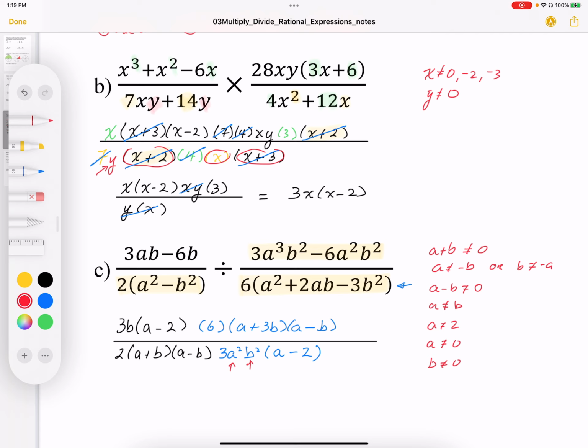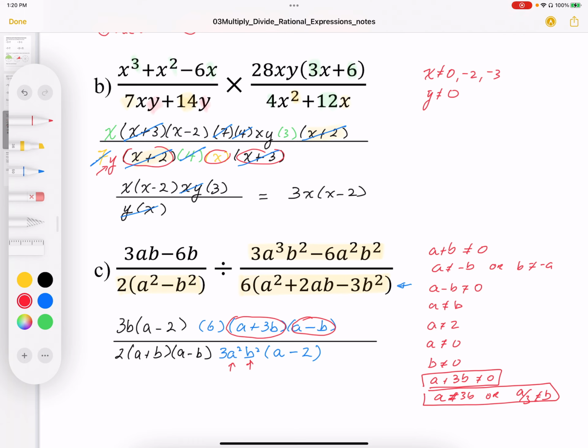Okay, so it looks like I got all my restrictions. Oh, I haven't got my restriction. I forgot my restrictions up here. I have to remember these ones. Okay, those ones were my original divide, so I have to do those as well. So I have a plus 3b is not equal to 0, or a is not equal to 3b, or a over 3 is not equal to b. Okay, so this is good enough, although this is equivalent to that.